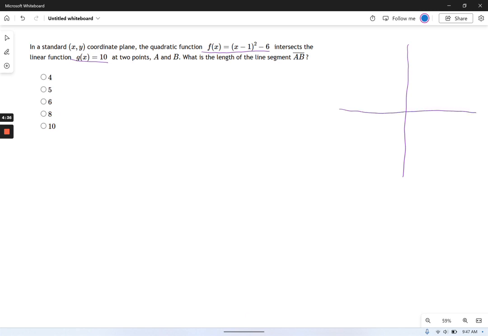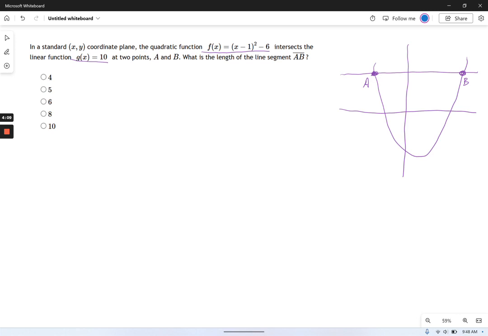If you try to imagine where this parabola is going to be located, something like that. And then we have this other function, which is a flat straight line, something like this. So we have clearly two intercept points A and B, and we're asked to find the distance between them, or the length of the line segment that goes from A to B.